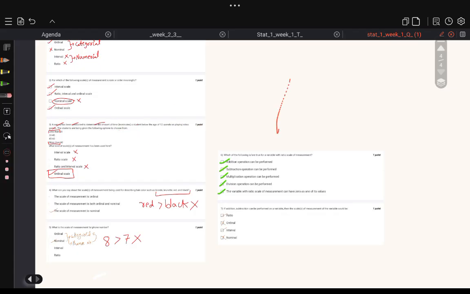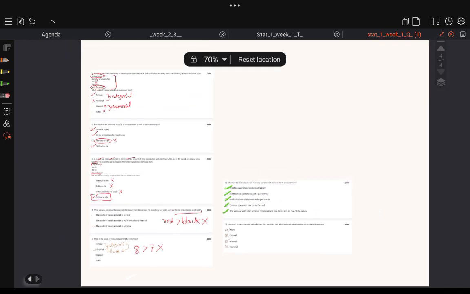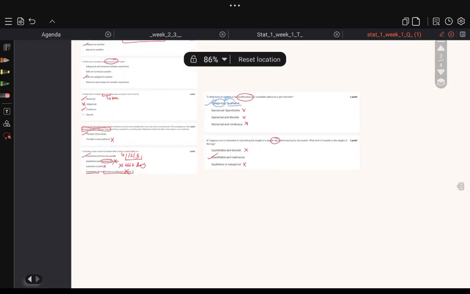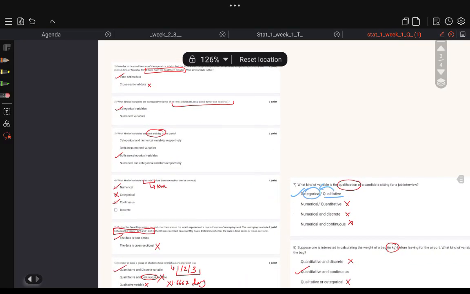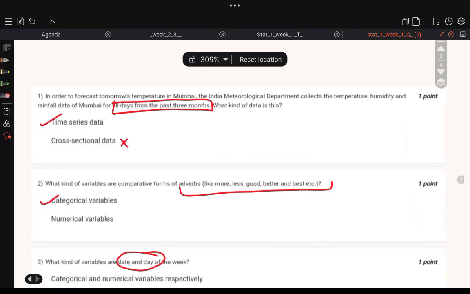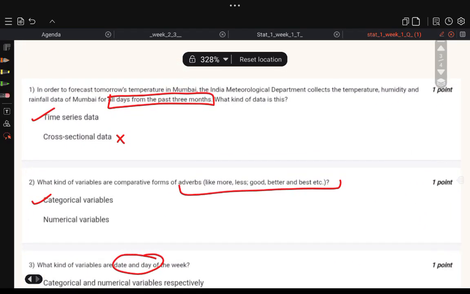Now comes another part. In order to forecast tomorrow's temperature in Mumbai, the Indian Meteorological Department collects temperature, humidity and rainfall data of Mumbai of all days from the past 3 months. See, there is a period of time associated, right? So it will be time series data, not cross sectional data.